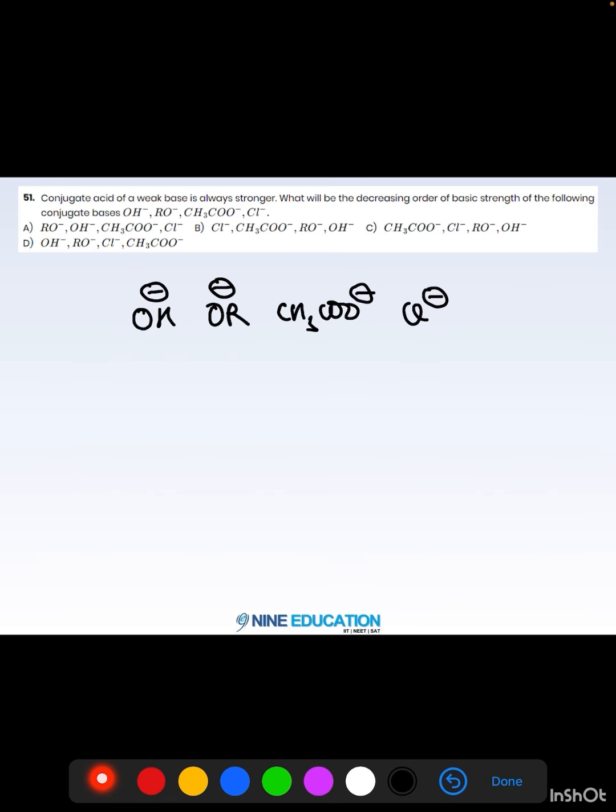Now for all these bases, what we can do, we can just simply consider their corresponding conjugate acid. For OH minus, it will be water. For OR minus, it will be ROH. For CH3COO minus, it will be CH3COOH, and for Cl minus, it is going to be HCl.